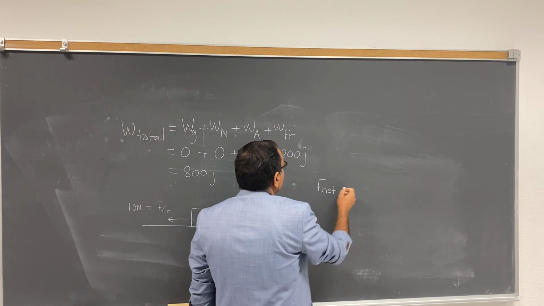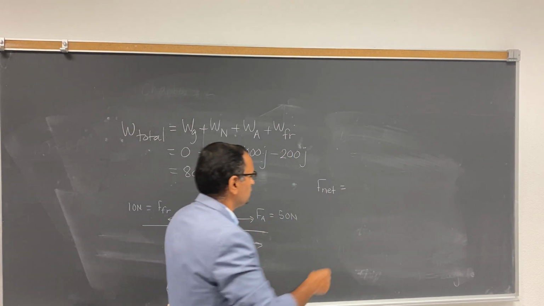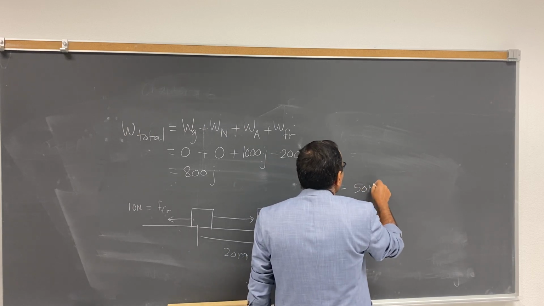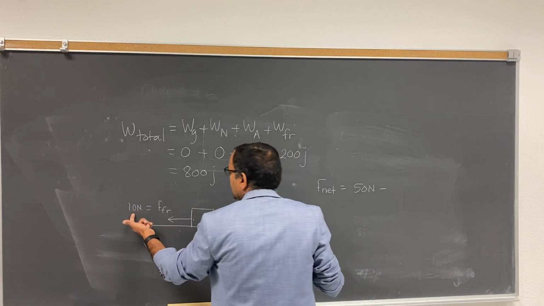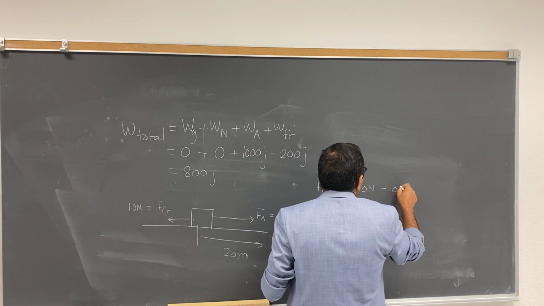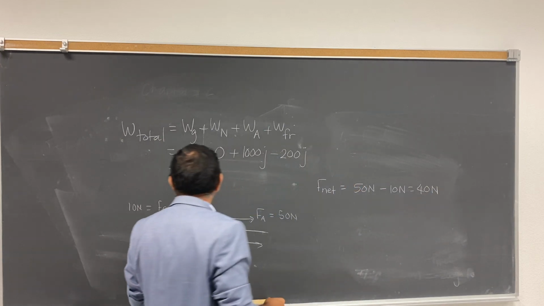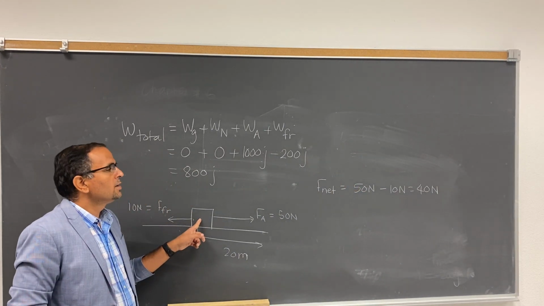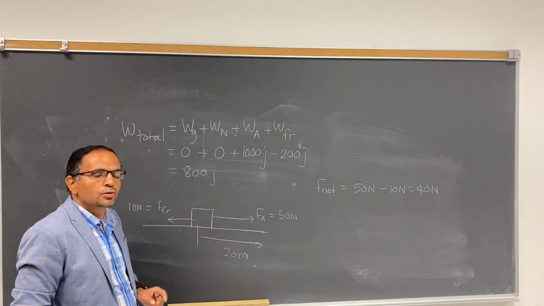Your net force is equal to, look here, Fa is to the right, positive 50 Newton, minus friction force to the left, 10 Newton, that's why it is negative, so you write down 10 Newton negative, and this is 14 Newton. So the net force acting on this object is 40 Newton, and you have a displacement of 20 meter.